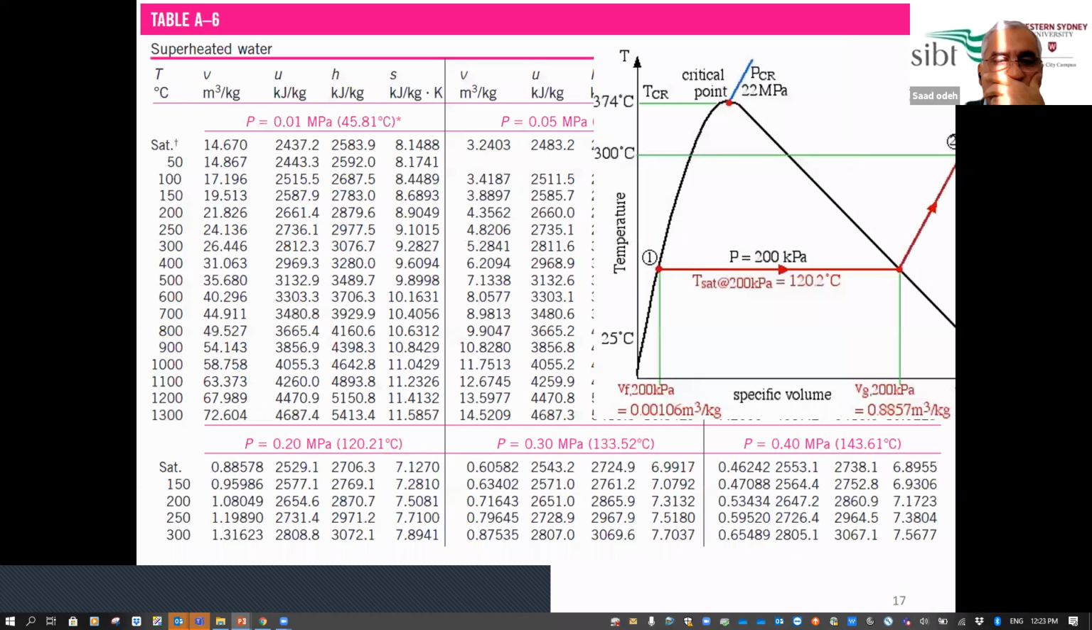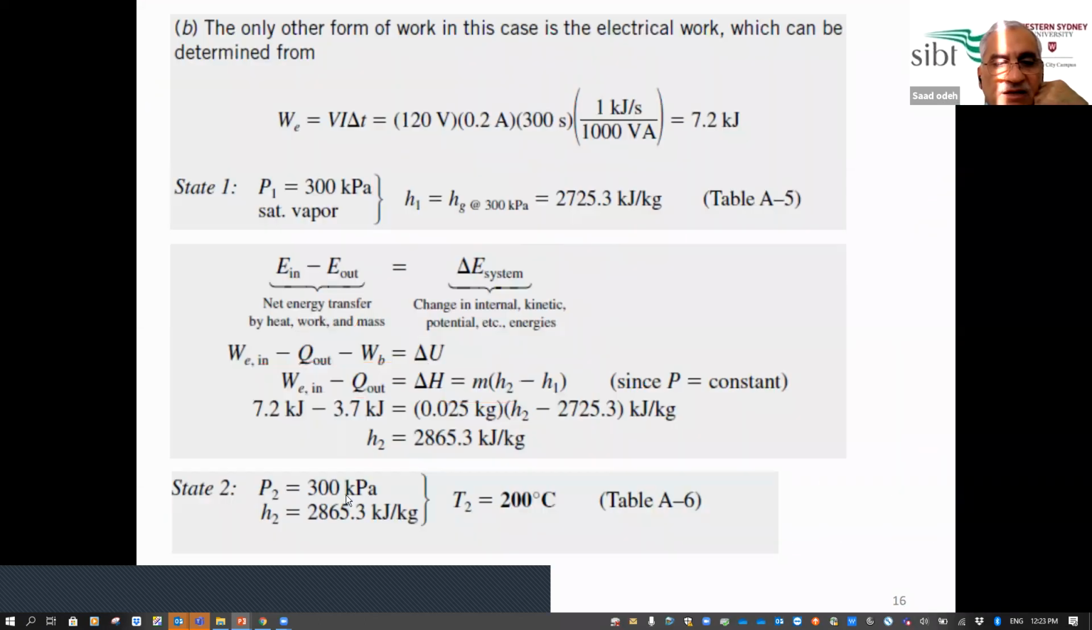Yeah, I can show you here. Can you write down this? We have pressure P is equal to 300, and we have H2 is equal to 2865. This is in kilojoule per kilogram.